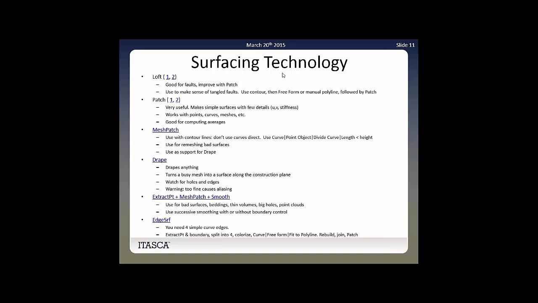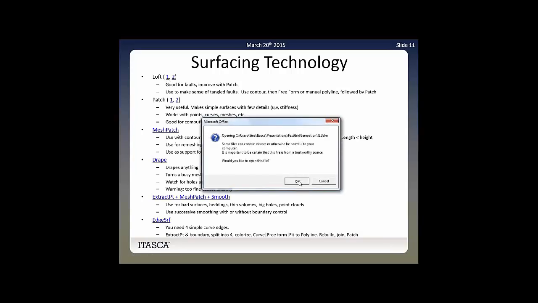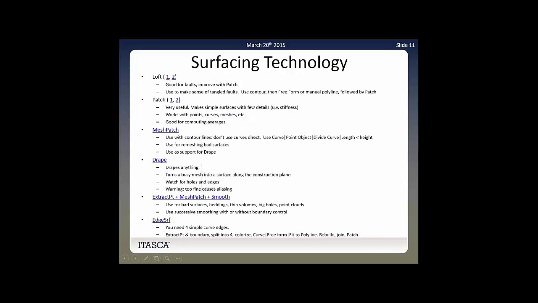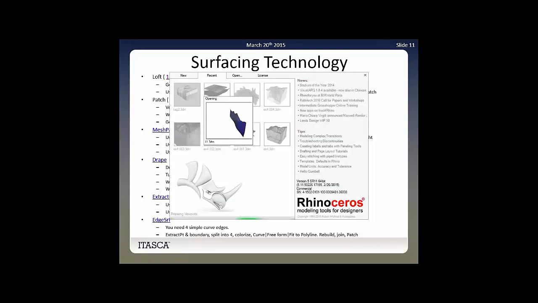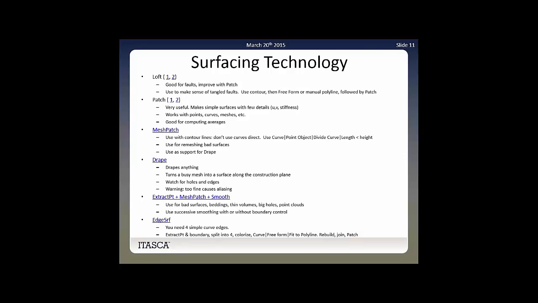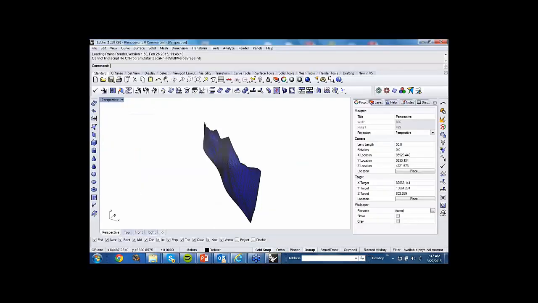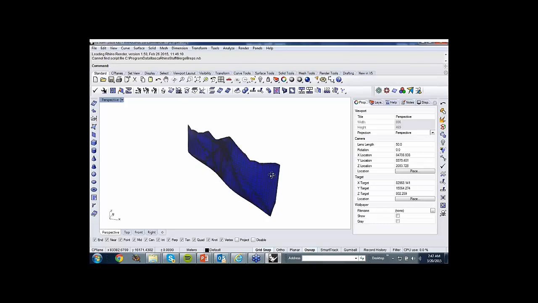So we see a number of familiar tools in here: Loft, Patch, Mesh Patch, Drape, and then some Edge Surf is another one, and then some combination thereof. So let's go through these things one by one. So I'm going to click here on the Loft example, and that will bring up Rhino in front of me. All right. Here's Rhino. I have an interactive session of Rhino.